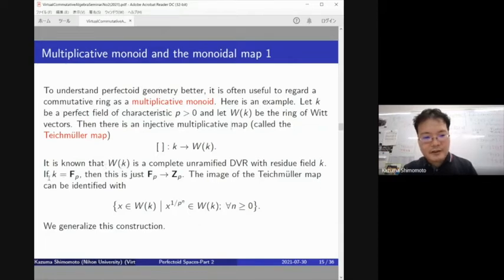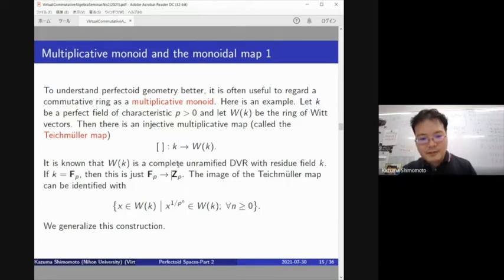if I take K to be a finite field, F_p, then this WK is just Z_p. So this is a ring of p-adic integers. Then we have an embedding of F_p to Z_p. However, this is characteristic p, and this is mixed characteristic. So it's impossible to have a ring homomorphism from characteristic p to characteristic 0.